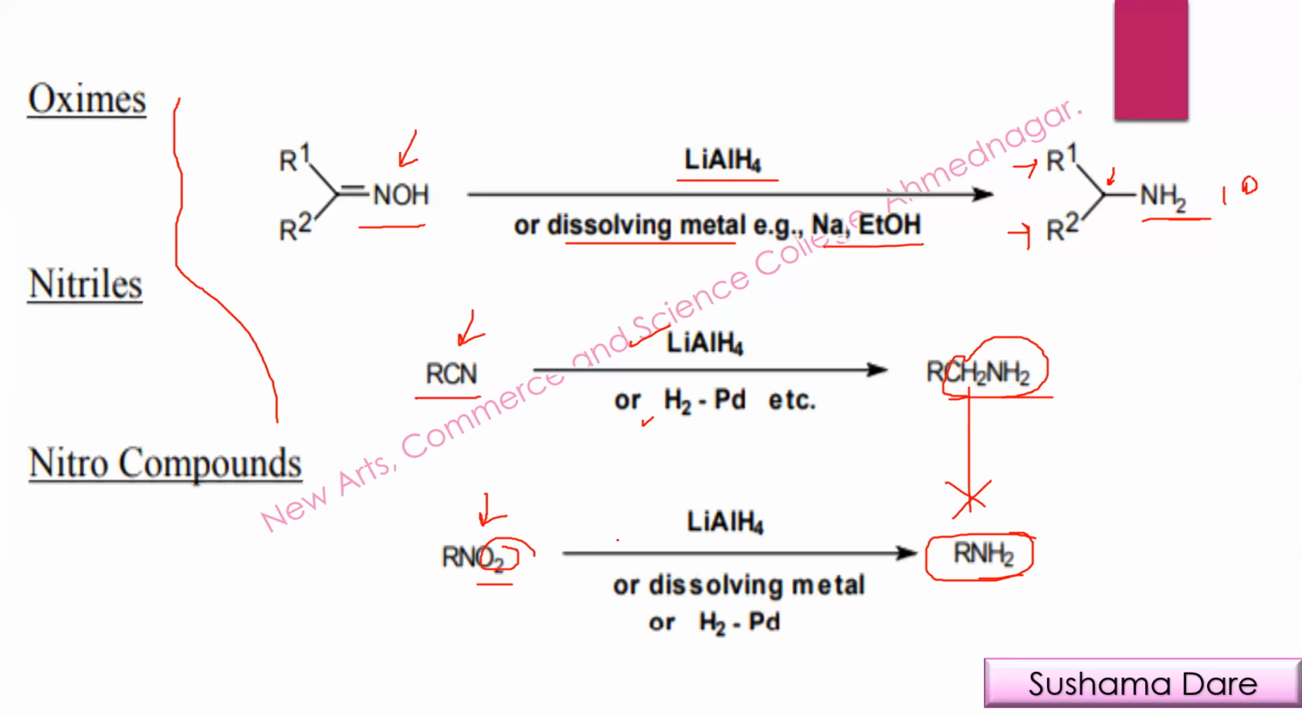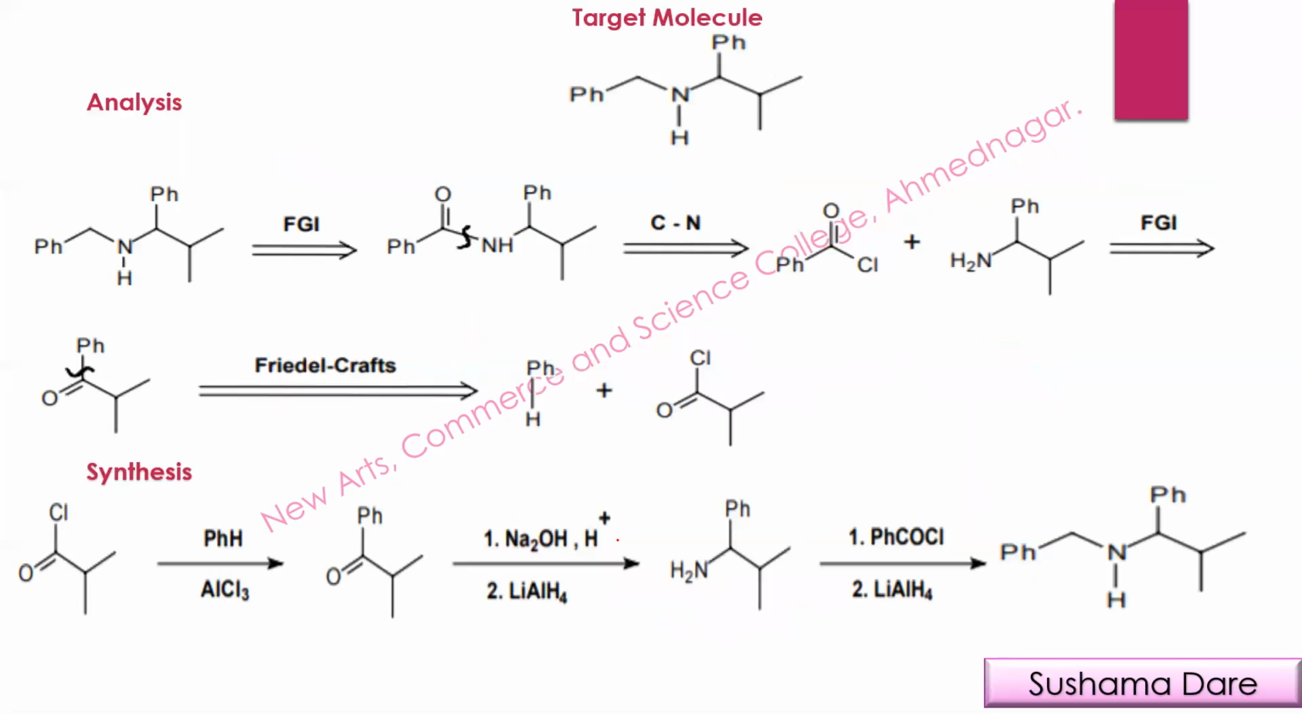Let us discuss some problems regarding these different functional groups. Now this is the first target molecule. Whenever you look at the target molecule, you first ask the question: which functional group is there? Your answer here is a nitrogen group, an amine group. Your next question to this target molecule is: is it primary, secondary, or tertiary? Here it is secondary.